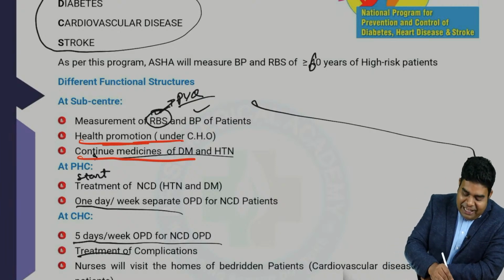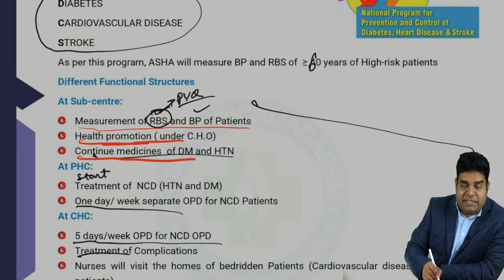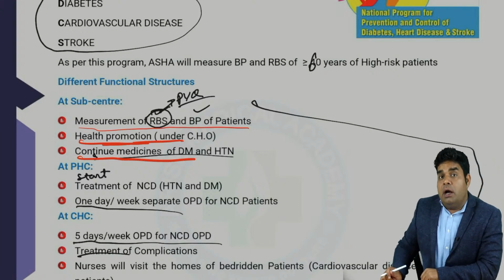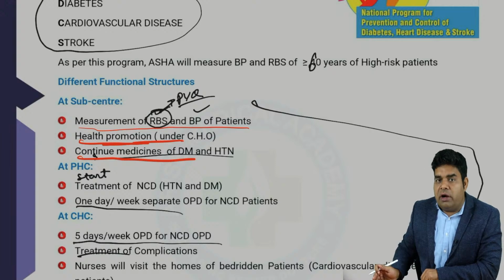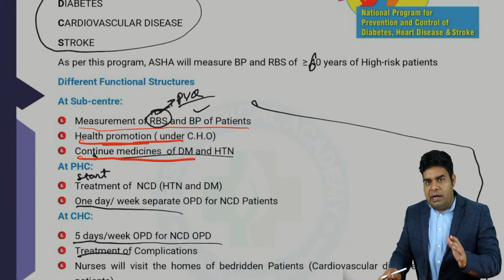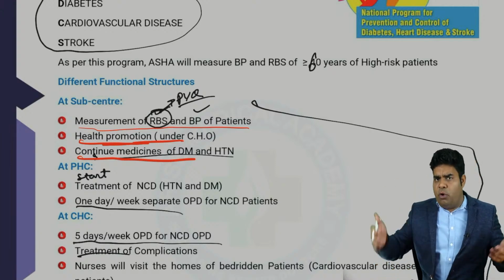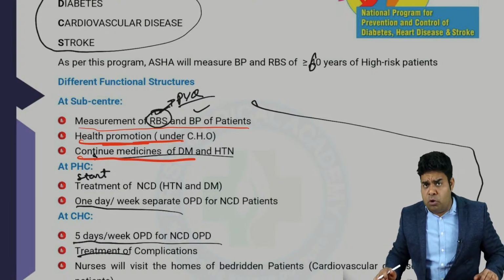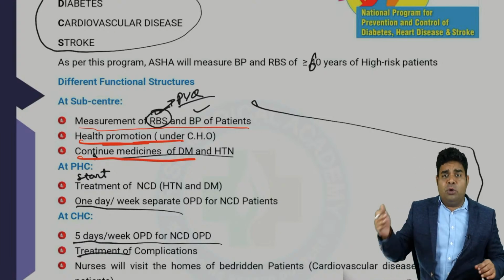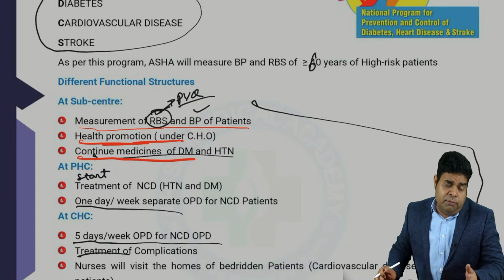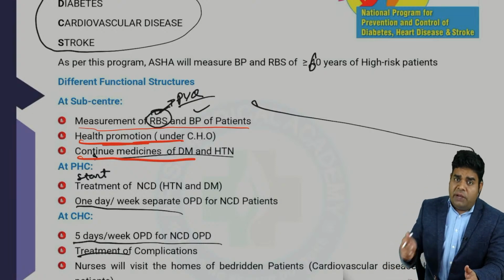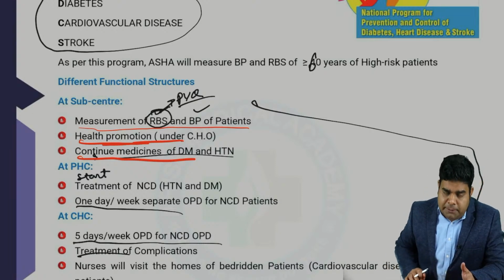And then there is also the work of measurement of RBS and BP. So this question came in INI-CET: will they measure fasting or random blood sugar in the sub-center? Random, because villagers wake up at 3-4 a.m. in the morning many a times. I don't know why. And it's difficult for them to keep fasting for 5 to 6 hours. So they will only measure random blood sugar at the sub-center.